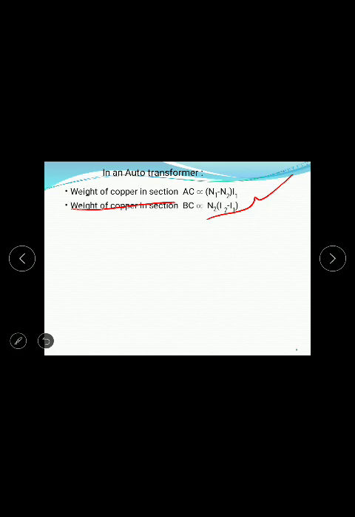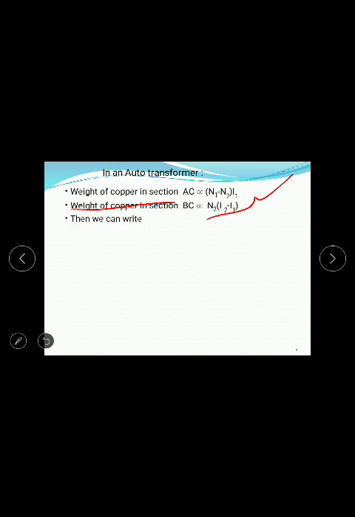In an auto transformer, only one winding is used. So here the weight of copper in section AC is proportional to N1 minus N2 into I1, and the weight of copper in section BC is proportional to N2 into I2 minus I1.